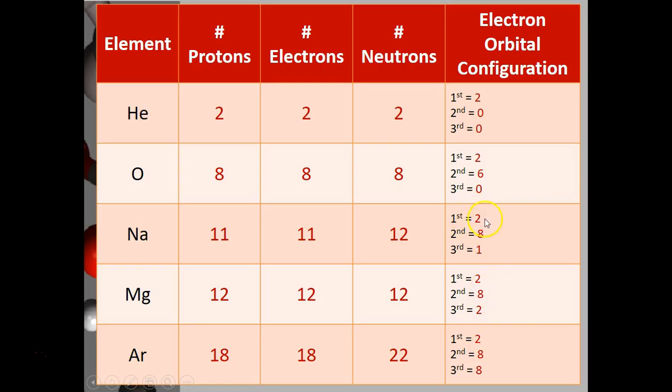So first orbital can only ever hold 2, so that's where those 2's all come from. Second orbital can never hold more than 8. Third orbital then is where the remaining electrons end up.